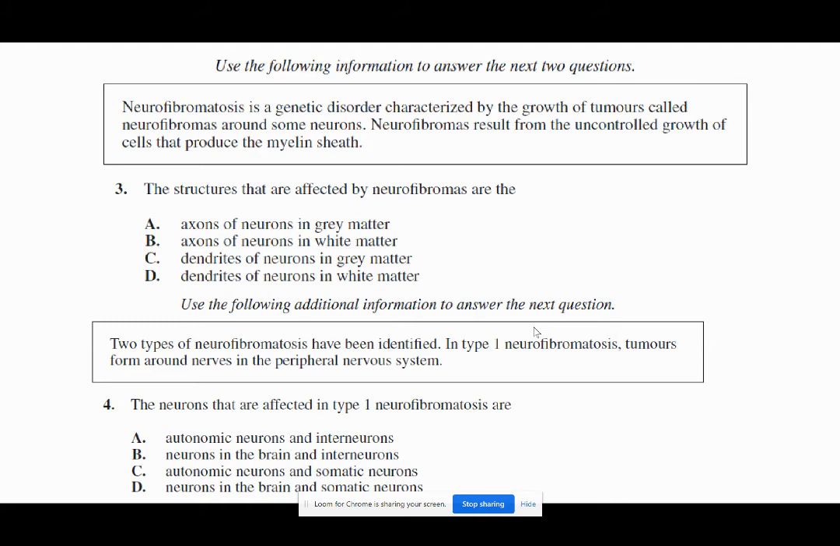Neurofibromatosis is a genetic disorder characterized by the growth of tumors called neurofibromas around some neurons. Neurofibromas result from the uncontrolled growth of cells that produce the myelin sheath.